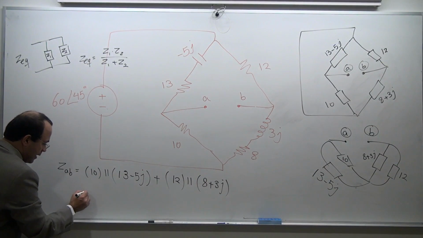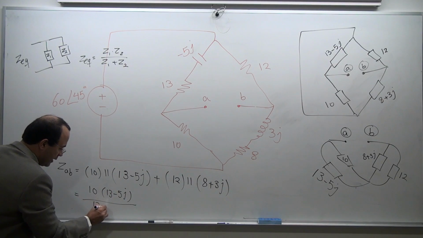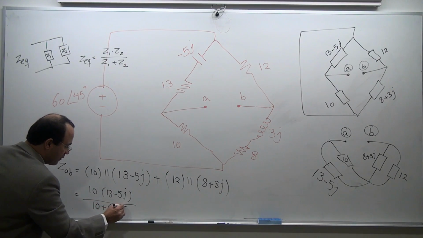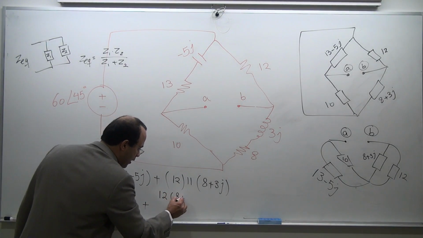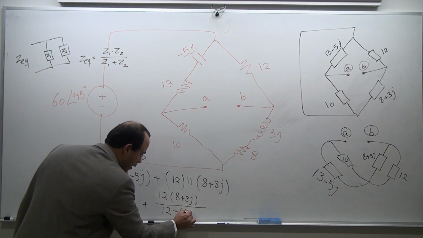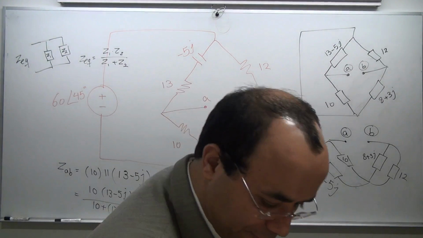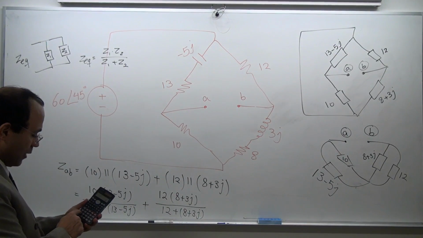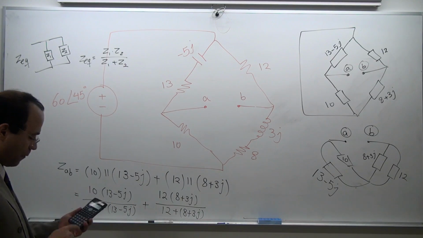This one tells me it's going to be 10 times 13 minus 5J divided by 10 plus 13 minus 5J, plus 12 times 8 plus 3J, I'm writing it down. I'm not rushing. Divided by 12 plus 8 plus 3J. I hope I didn't make a mistake. I simply go in and do the calculation. Let's do it. On top, I'm going to have 10 times open bracket 13 minus 5J. That's on top. Divided by.